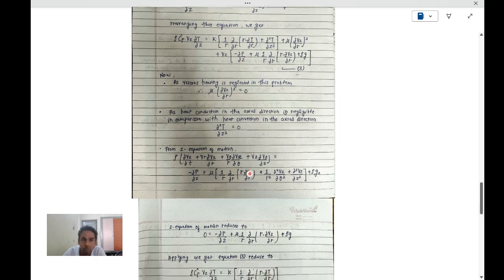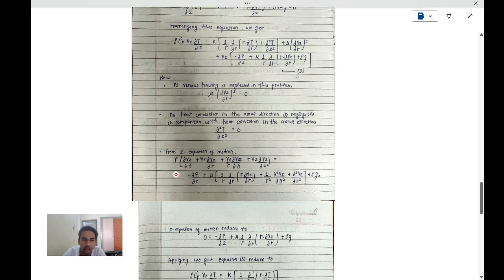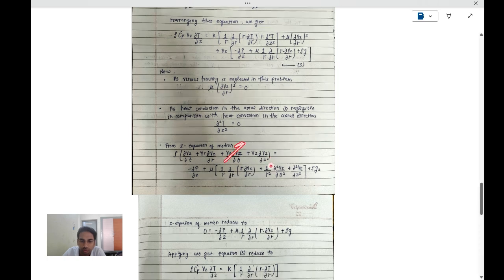Now, from the momentum transfer knowledge, we can get the z equation of motion as this particular expression, and after substituting the zero components: in the first case, as it is a steady state system, del Vz upon del t becomes 0. As there is no Vr velocity, this term becomes 0. As there is no v theta velocity, this term becomes 0. And as the velocity is not changing with respect to r, this term becomes 0.